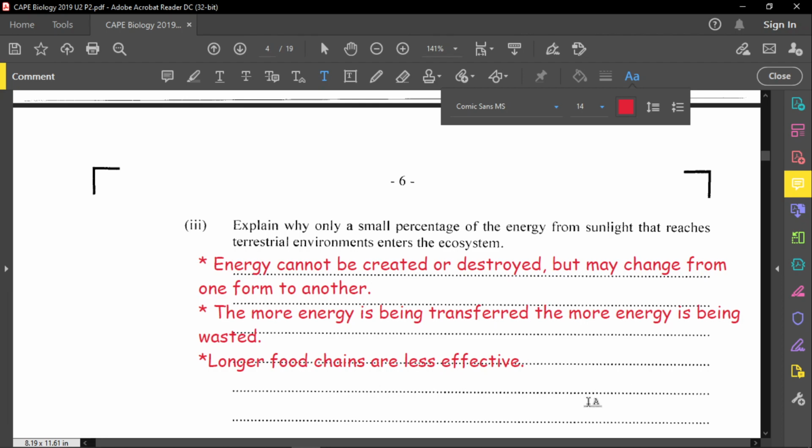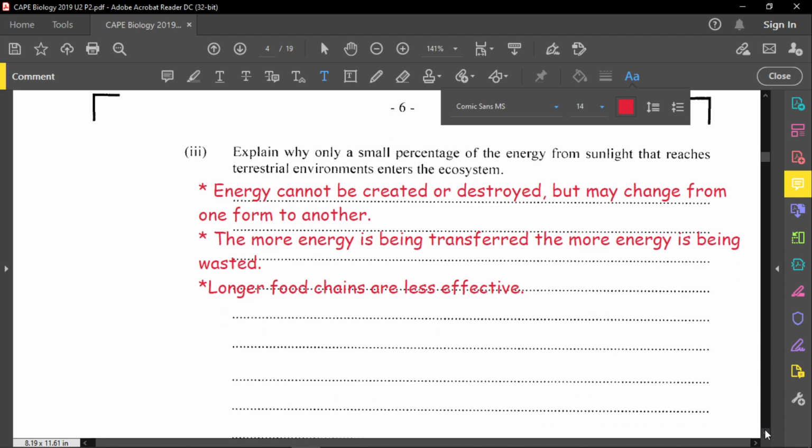So energy cannot be created or destroyed, but may change from form to form. And again, the more energy is being transferred, the more energy is being wasted. And so for this reason, longer food chains are less effective than shorter food chains. Remember, the longer the food chain, the more energy transfers occur, and hence you have more wasting of energy. And you should remember the flow chart we have up top, that at each level of the ecosystem, whether it be producer, consumer, or even decomposers, energy is lost to the environment as heat. And so this will help guide us in answering the question.